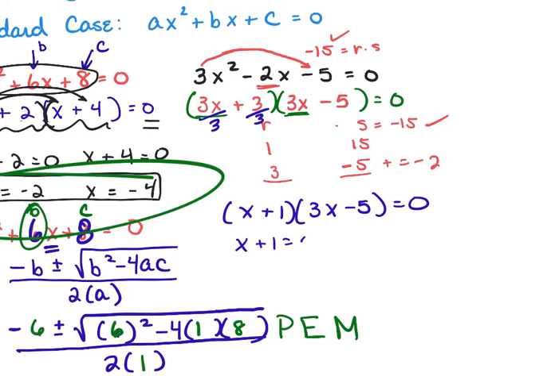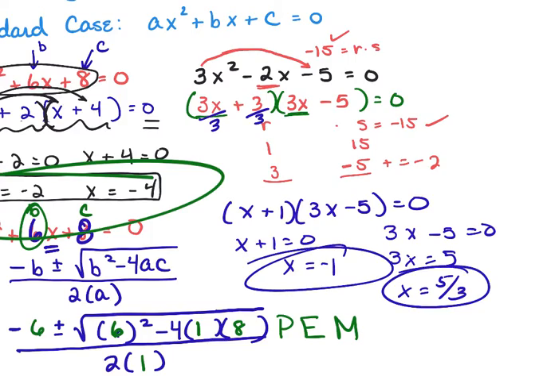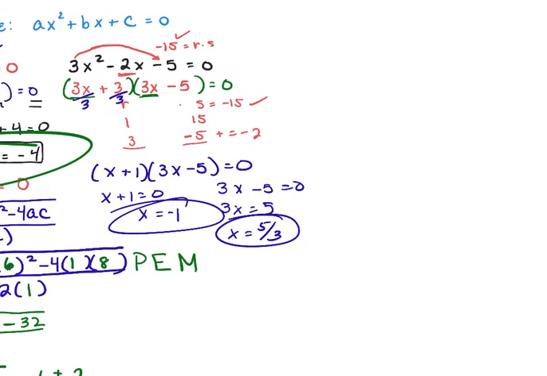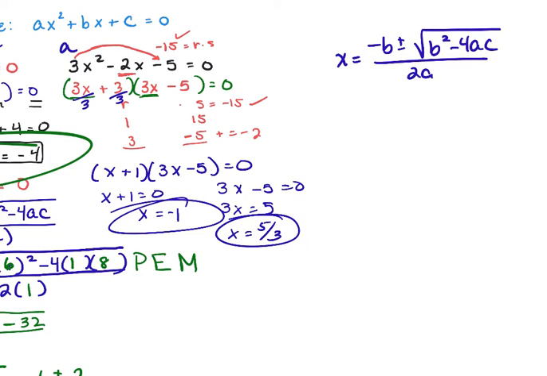So x plus 1 equals 0. There's an answer. X is negative 1. 3x minus 5 equals 0. We'll add 5 to both sides and divide by 3. And there we go. Okay, so I solved that one by factoring, and now I'm going to do it again with the quadratic formula. Now this time I'll show you, I'm not going to do all the details. I'll talk you through it. I know my a, my b is negative 2. Be careful there. My c is negative 5. Okay, let's write those down so we don't forget them. A is 3, b is negative 2, c is negative 5.